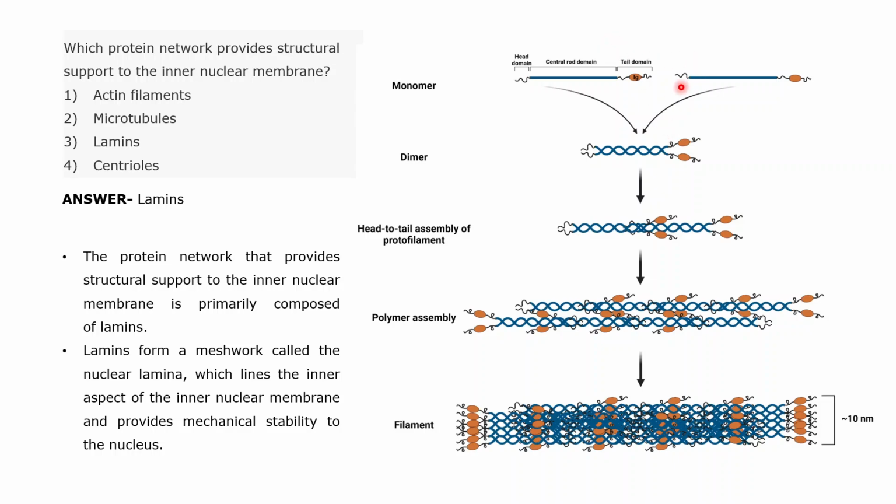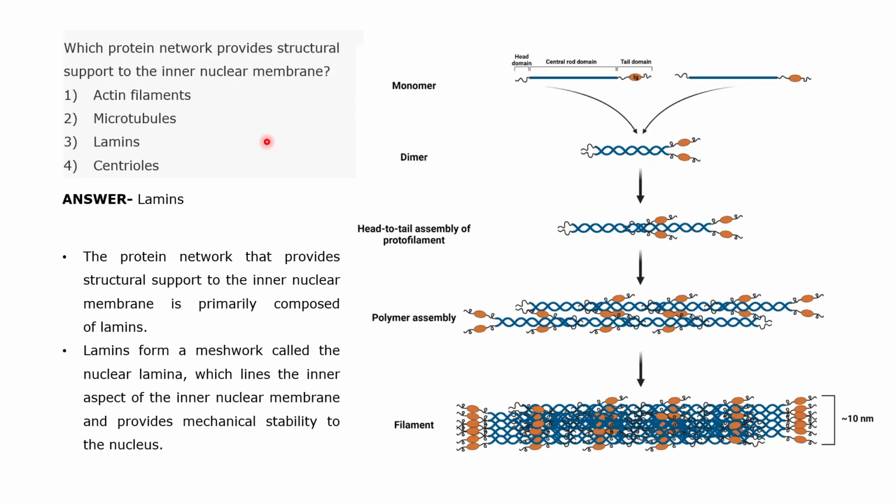It starts with the monomer, and two monomers coalesce together to form a dimer. Two dimers interact in a head-to-tail manner to form what is called a protofilament, and each protofilament then interacts with the others in a parallel, sheet-like manner to form a polymer. The polymer intercoils with each other and forms a tight meshwork-like structure called a filament, which is represented as the nuclear lamina. So this is the overall structure of the nuclear lamina.